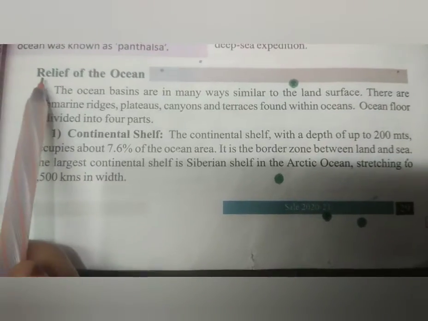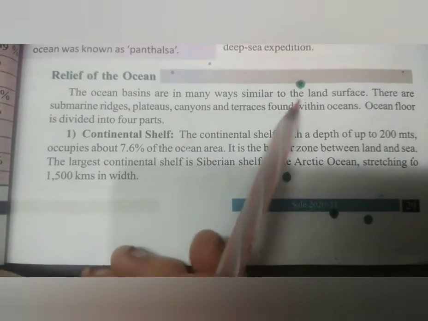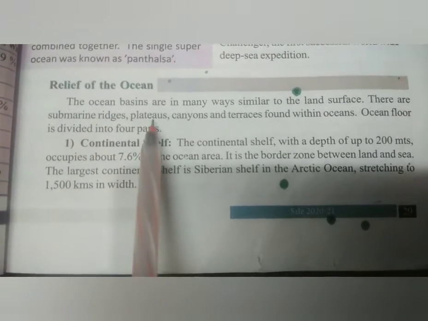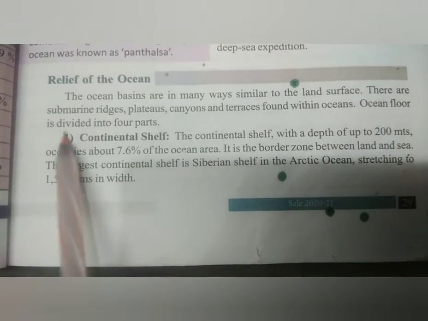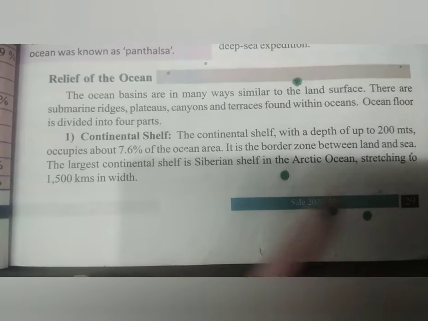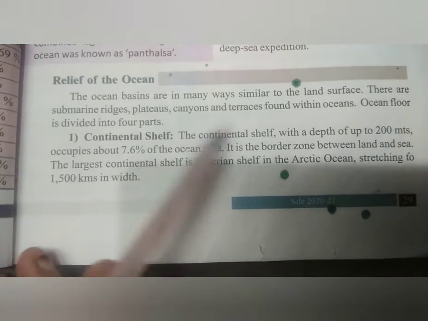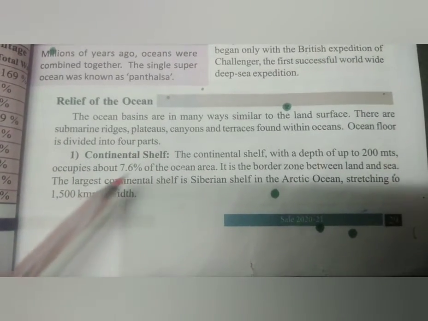Today's topic is relief of the ocean. The ocean basins are in many ways similar to the land surface. There are submarine ridges, plateaus, canyons and terraces found within the ocean. The ocean floor is divided into four parts. What are those four parts? We can see here.